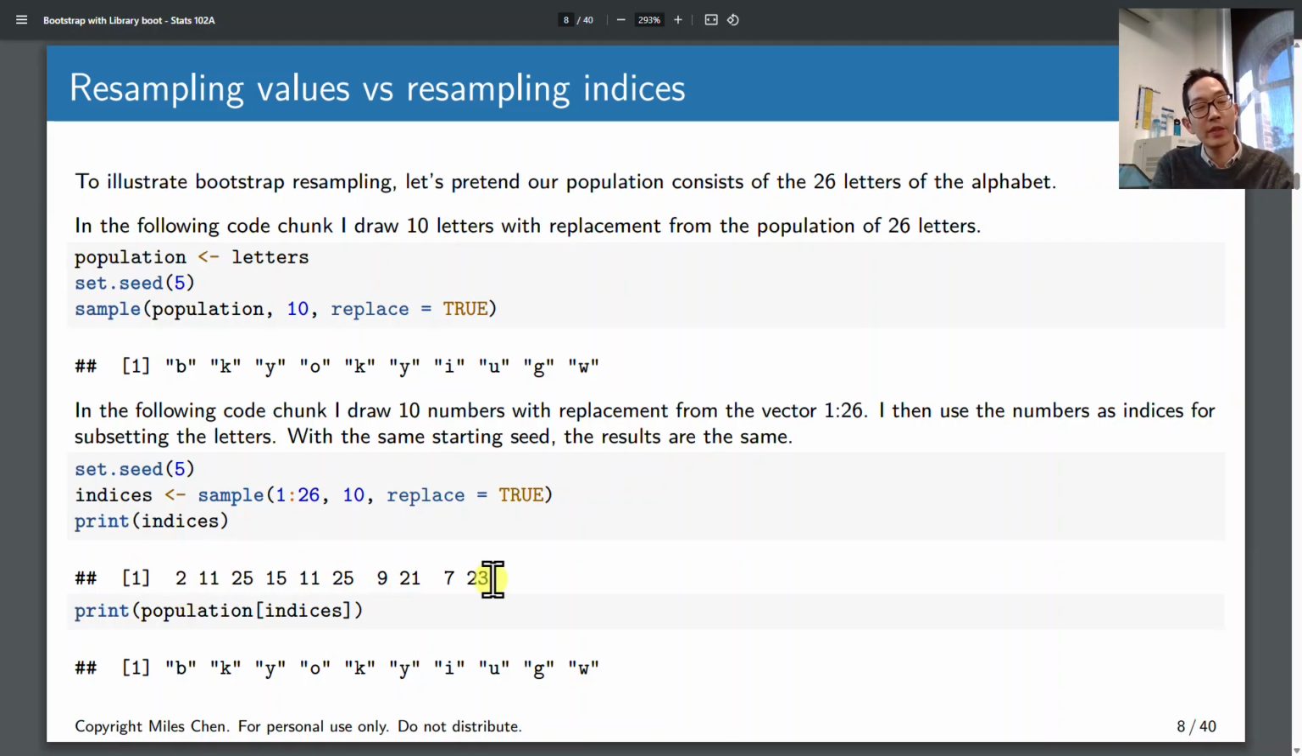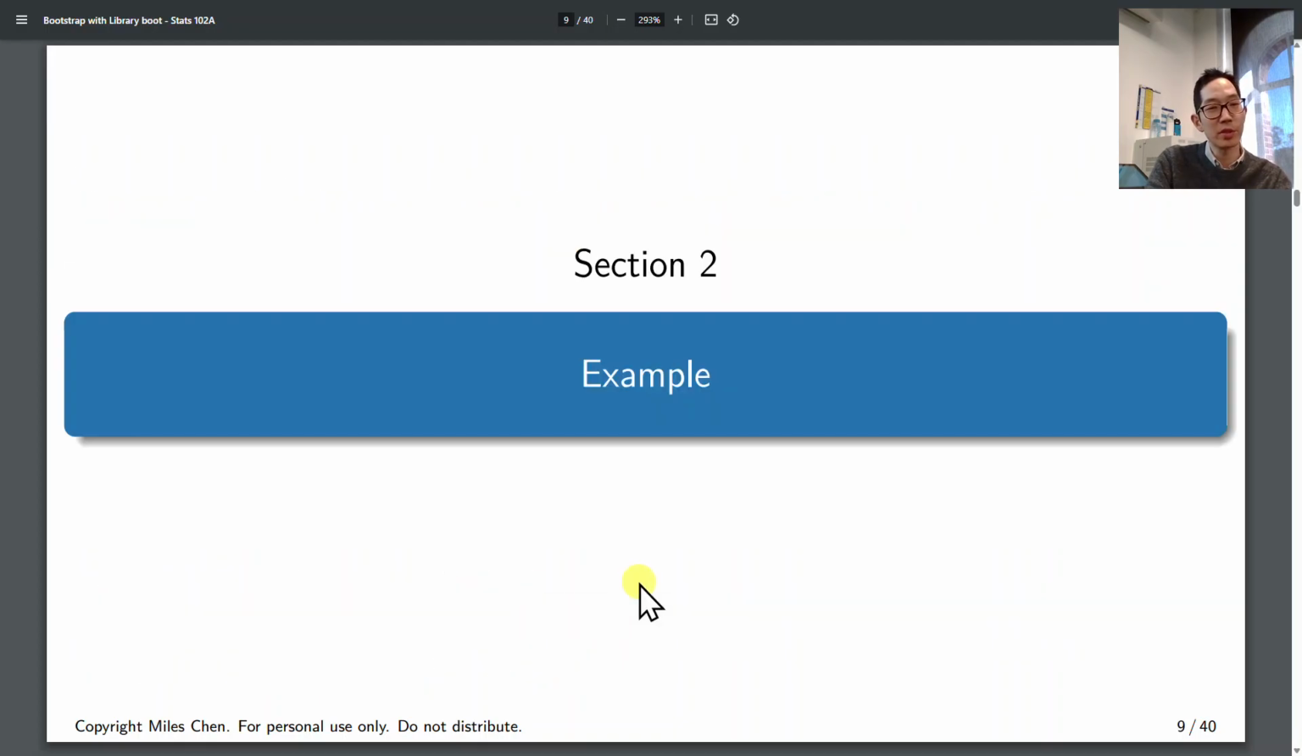And so once I have these index values, I subset the population based on those resampled index values that I have. And yeah, 11 corresponds to K, 25 corresponds to Y, and I get the exact same set of values, okay? BKY, OKY, I have BKY, OKY, right? So it's just the same things, but here I'm sampling index values, kind of positions first, and then I use that to subset the population. And this is basically how Bootstrap does it. Rather than sampling the original kind of population directly, it first does the index values, then it subsets the population based on those index values.